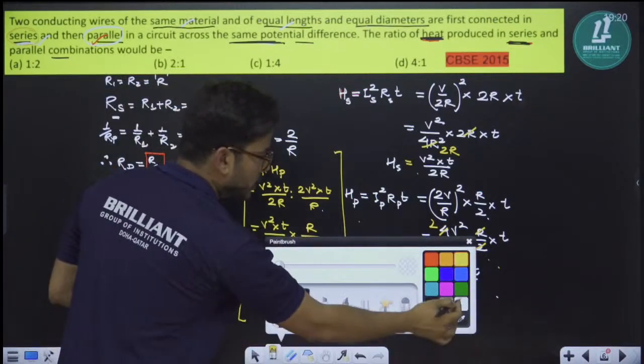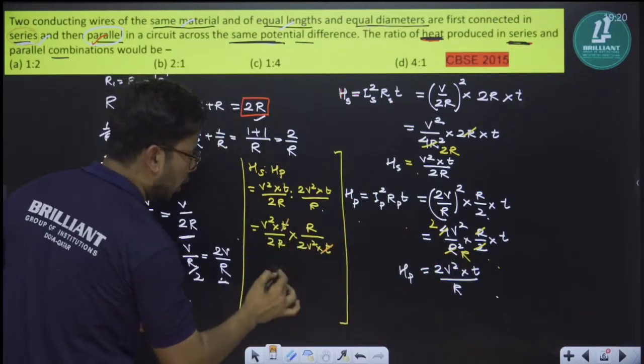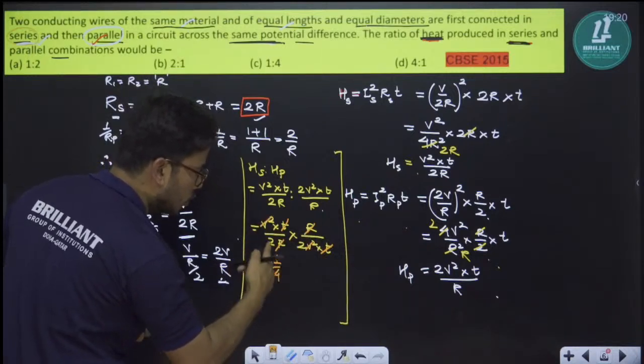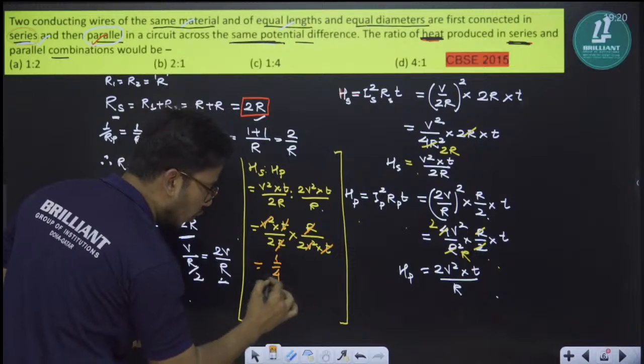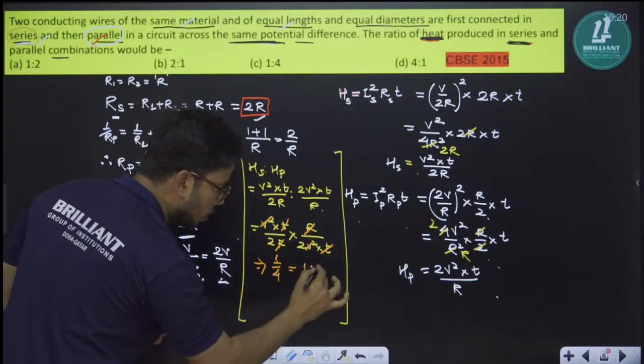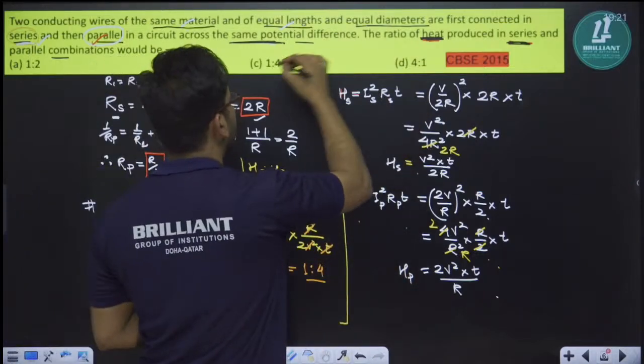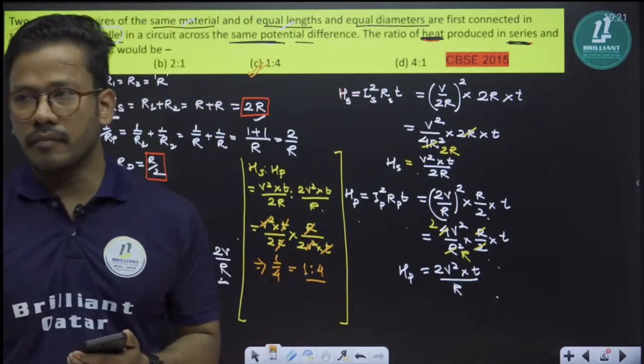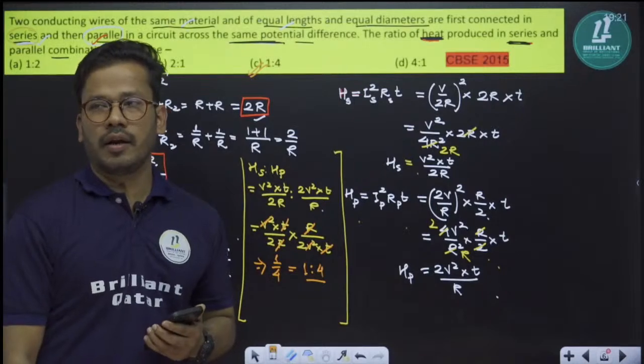When you do so, now you start cancelling it. There you go, T and T gone, V square gone, R and R gone. What is left over? 1 divided by 2 times 2 is 4, which can also be written as 1 is to 4. This is your answer. Guys, very, very clear.